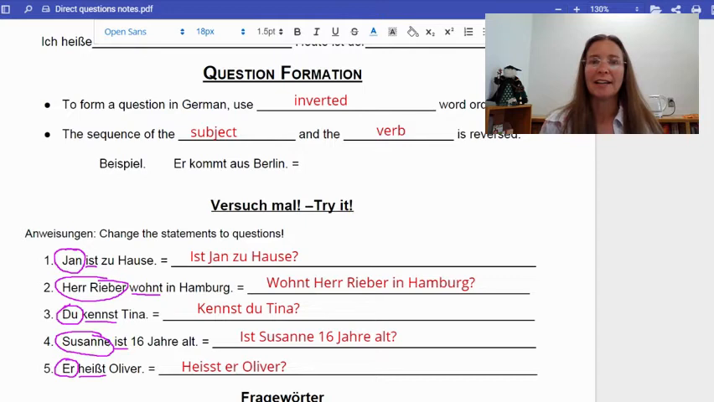Yeah? Susanna ist 16 Jahre alt. Susanna is 16 years old. You say it. Susanna ist 16 Jahre alt. Switch around the subject, Susanna, and ist the verb. Ist Susanna 16 Jahre alt? Ja, sie ist 16. Or nein, sie ist 17 Jahre alt. Okay? Nummer 5. Er heißt Oliver. Er is the subject. Heißt means is named or is called. He is called Oliver. We're going to switch around the subject and the verb. Heißt er Oliver? Is he named Oliver? You can be like, ja, heißt Oliver. Or nein, heißt Martin. Okay?